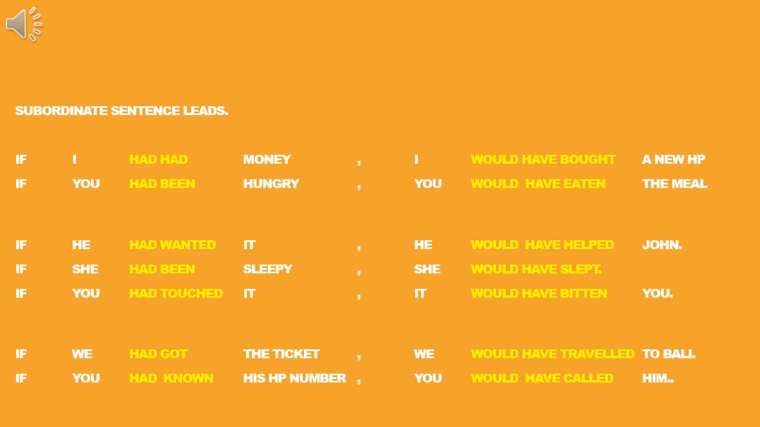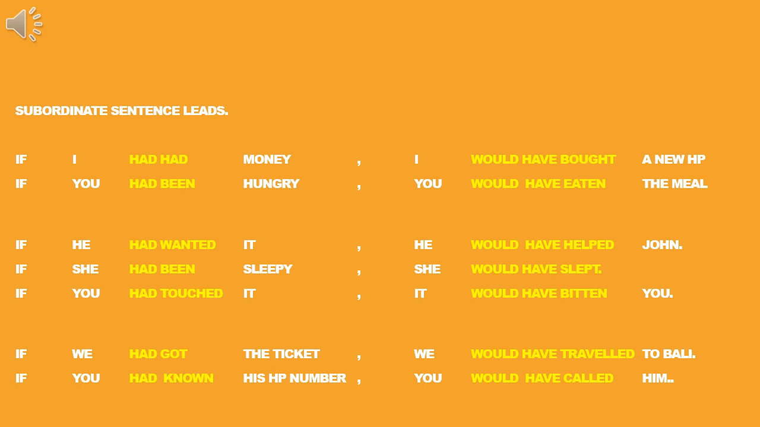More example about the future conditional type 3 or formula 3. This time the subordinate sentence or the baby sentence lead. It means that the subordinate sentence or the baby sentence is put in the first position. The characteristic is we start by using the conjunction if. And then we have the comma. Once again, comma shows from where until where the baby sentence or the subordinate sentence is.